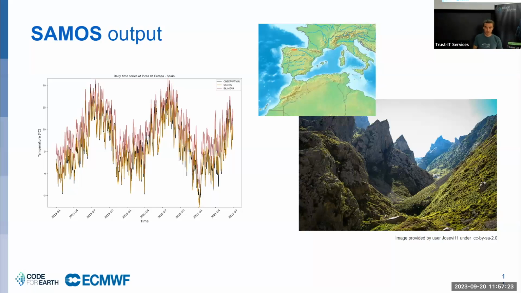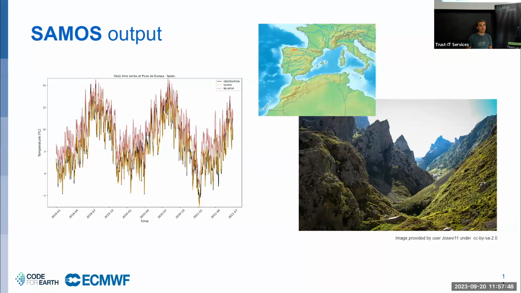And I want to show you just one case here for this validation, a specific location in northern Spain, a national park, Picos de Europa, where I pick out one time series. In this time series, you see the red line, which is the bilinear interpolation, in yellow, the Samos output, and in the black line, the observation with zero data.